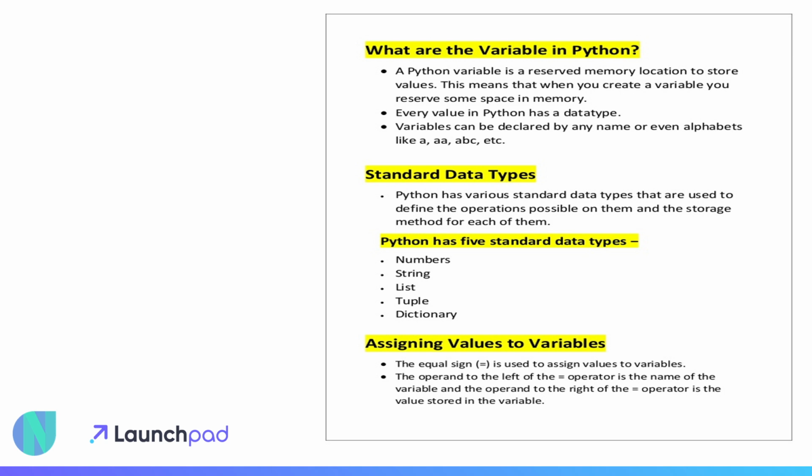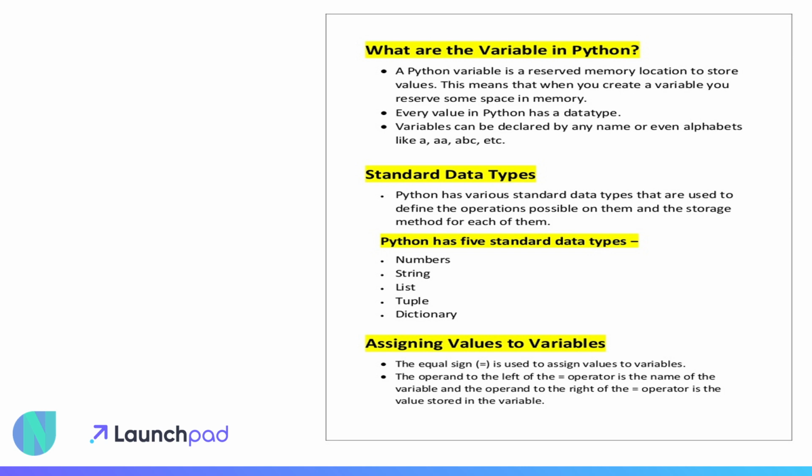A variable can be declared by a name or even an alphabet like A, capital or small, and after that ABC. In Python, there is no command for declaring a variable. A variable is created the moment you first assign a value to it. Without a value, a variable does not exist.